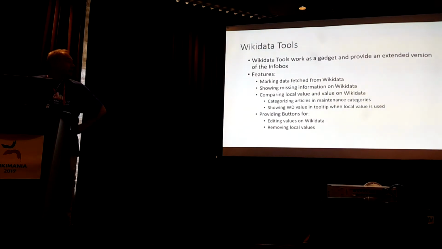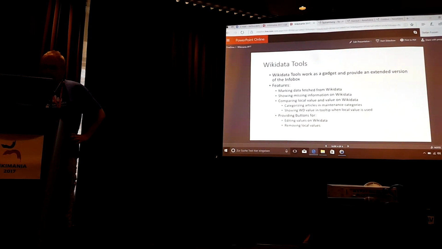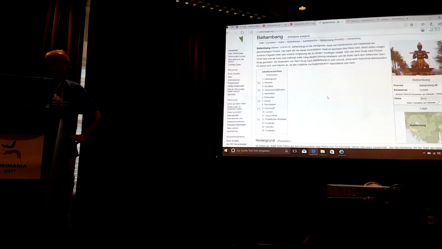We have a special Wikidata tools gadget. For contributors who want to know, they get all information from Wikidata marked so they can see it, and the information in the info box is extended. I can show it to you. In the case of the Cambodian city of Battambang, this is the view with Wikidata tools. You can see it a little bit gray, and you have a Wikidata flag. And the values are compared between local value and Wikidata value.